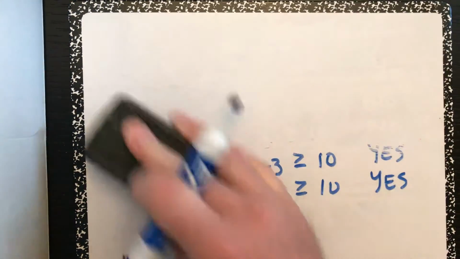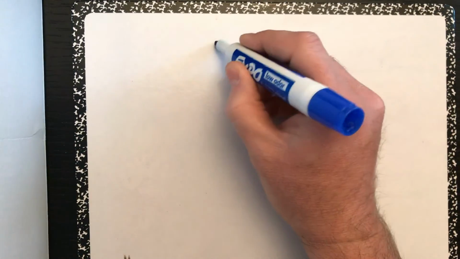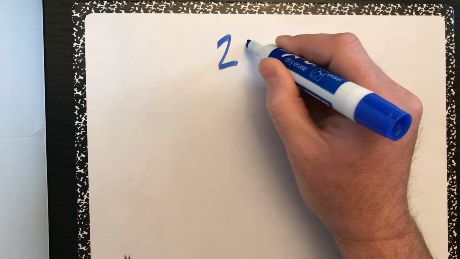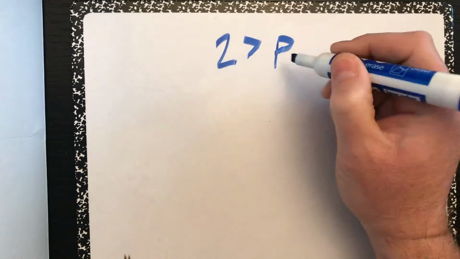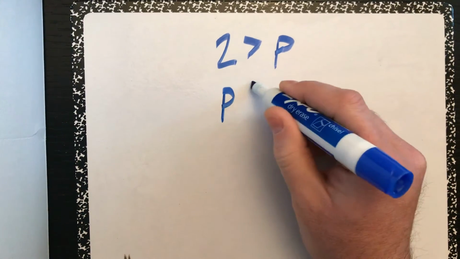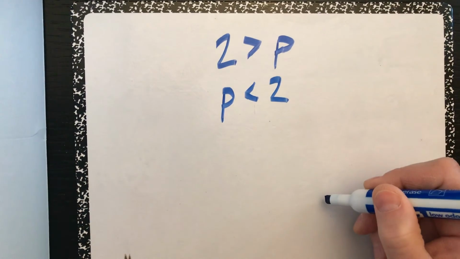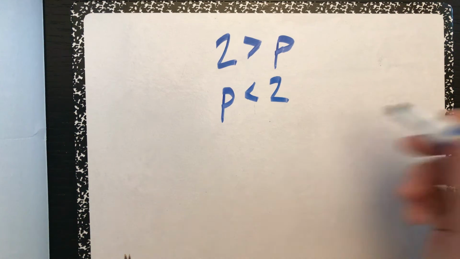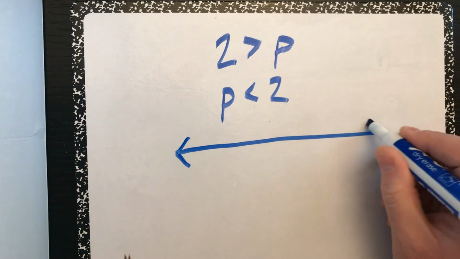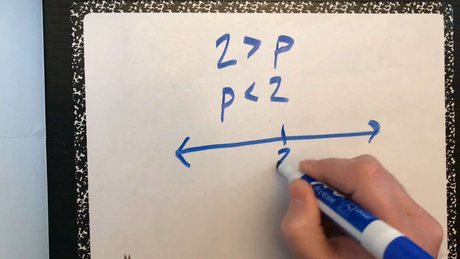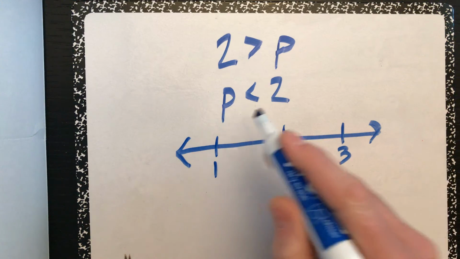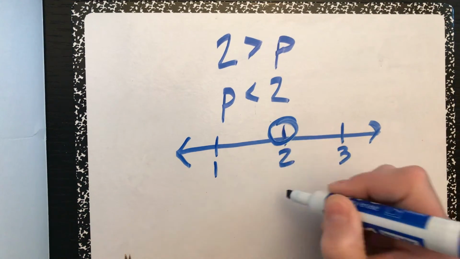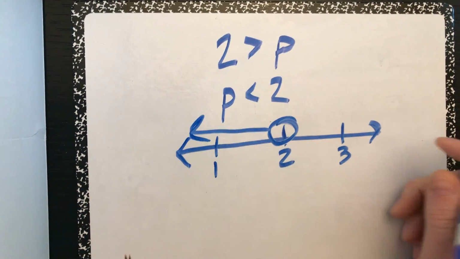Now, they also give you, for instance, number 3, it says, what is the graph of 2 is greater than p? Now, if you want to rewrite this as p is less than 2, that could be helpful. But when you graph this, remember, you don't need to get crazy with your number lines. I always put the number in the middle, and then I go a number on either side like that. So if p is less than 2, I have an open circle at 2 going that way.